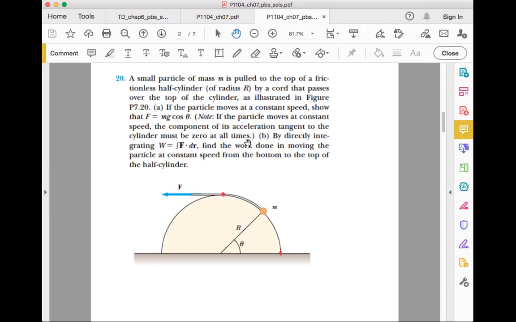Because the tangential acceleration accounts for the variation of the modulus of the vector v. So it accounts for the variation of the speed. And if the speed is not changing, then there is no tangential acceleration.